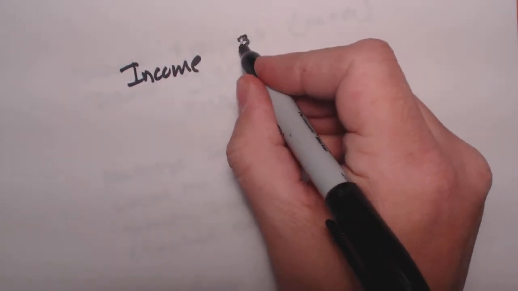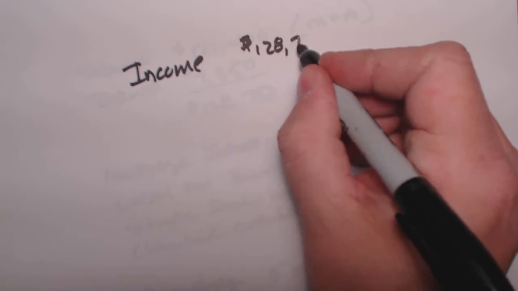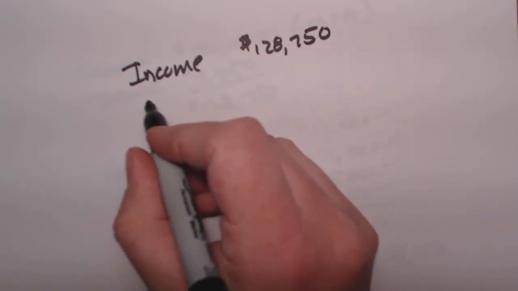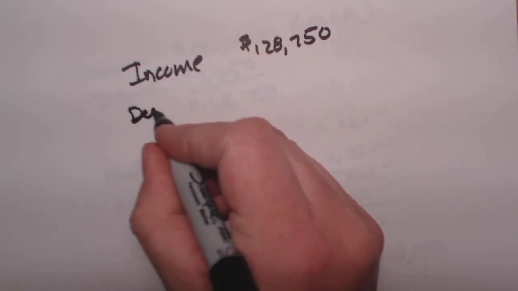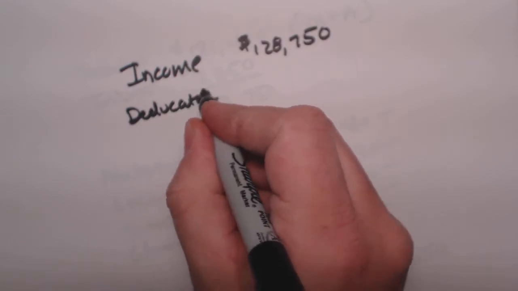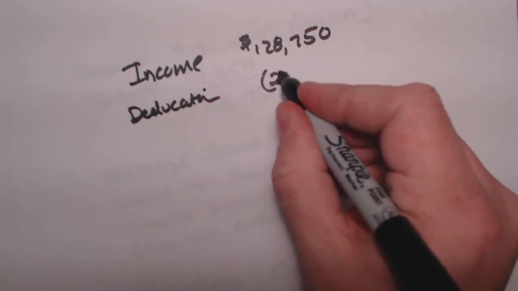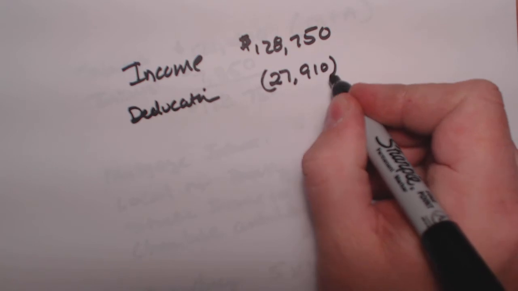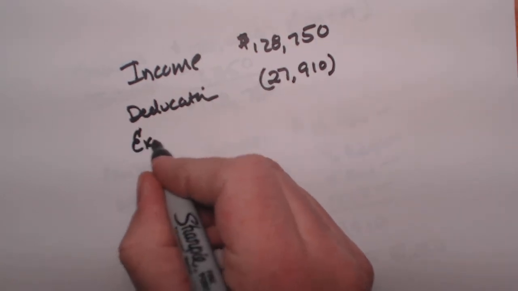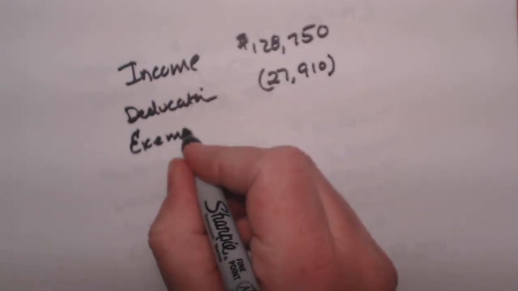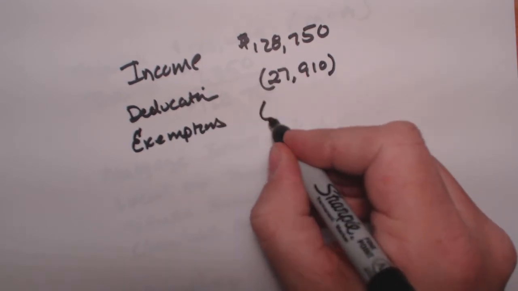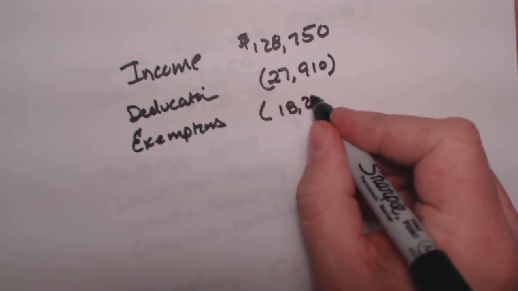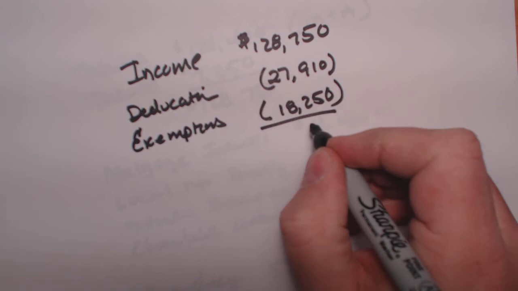So if I can bring this down to the camera here, income of $128,750. Then we had these deductions, which we just calculated, of, and I'm putting in parentheses here, 27,910. And then we had exemptions. Now that was because they had 5 people in their family, of 18,250. Now remember, in parentheses we subtract.